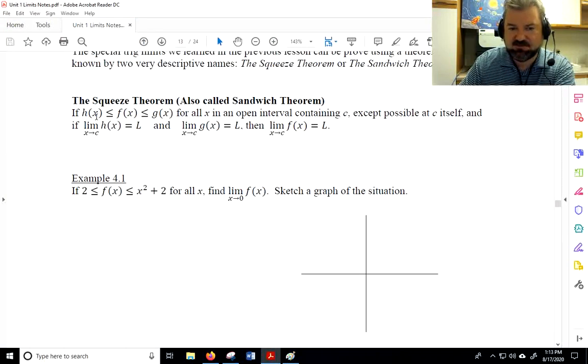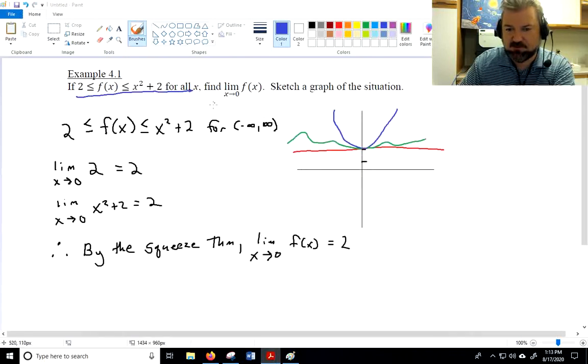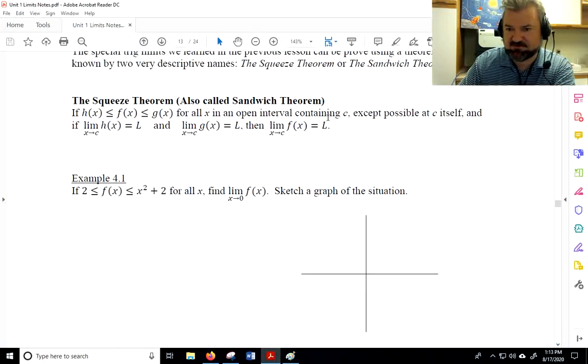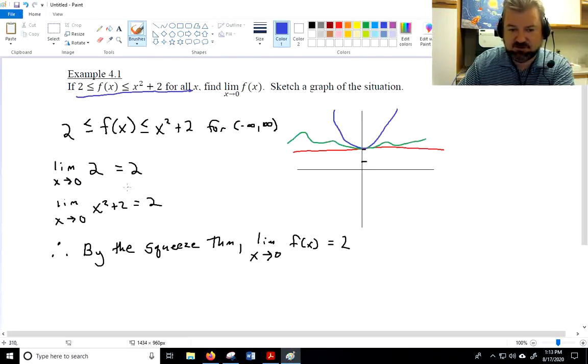So we have to have that this relationship of the function in between the other two for all x in an open interval. Well, this is an open interval. See the parentheses? Except possibly at c itself. We have to show that the limit as x approaches that value of the bottom function and the top function both have to be the same value. Okay, and we showed that they're both the same value of 2. Then we can conclude it. And what do we do when we conclude? We cite the theorem. Practice using and citing theorems properly. This is a huge part of your AP Calculus class.